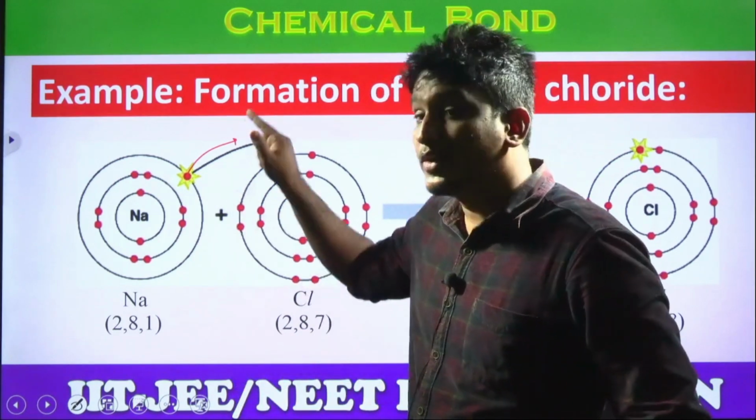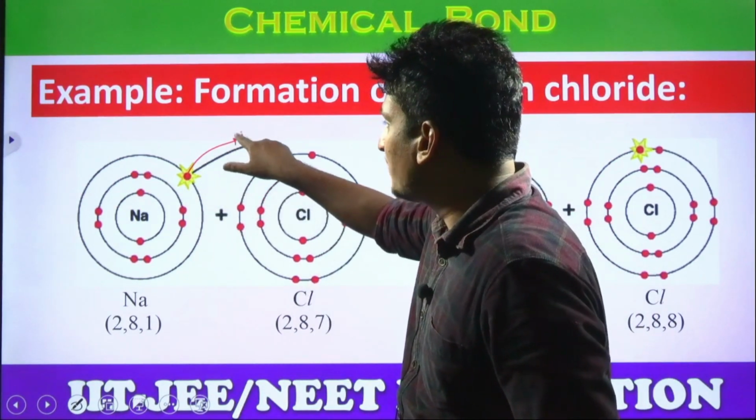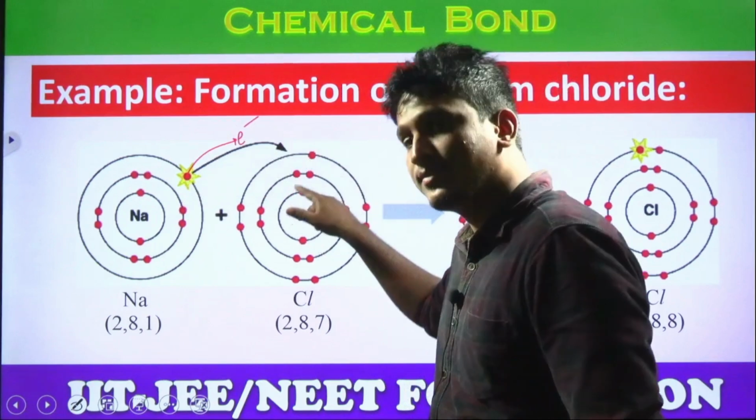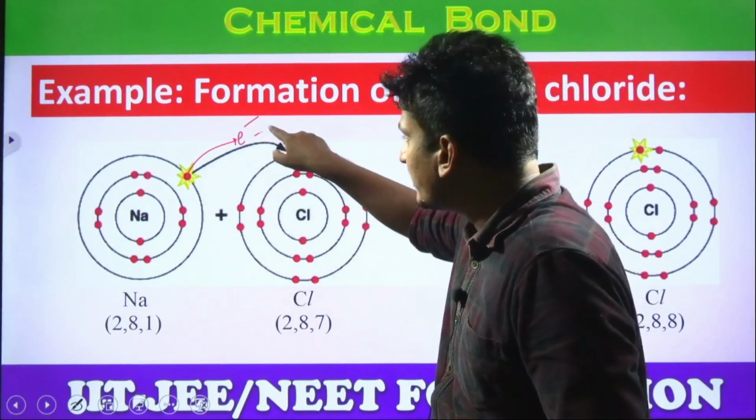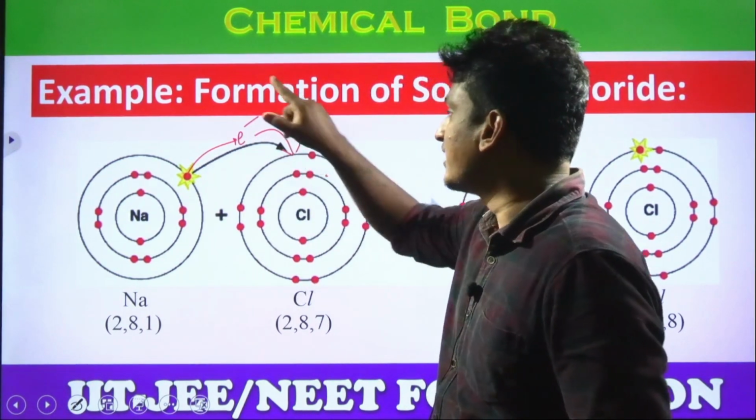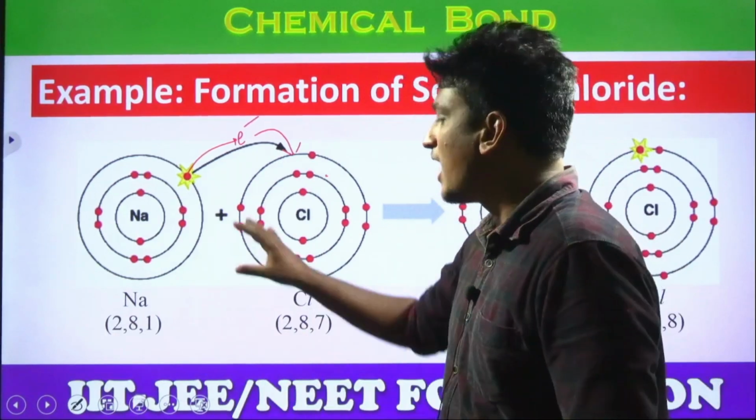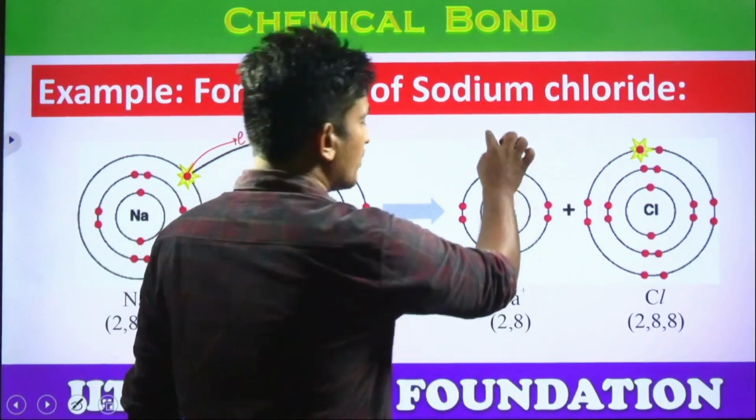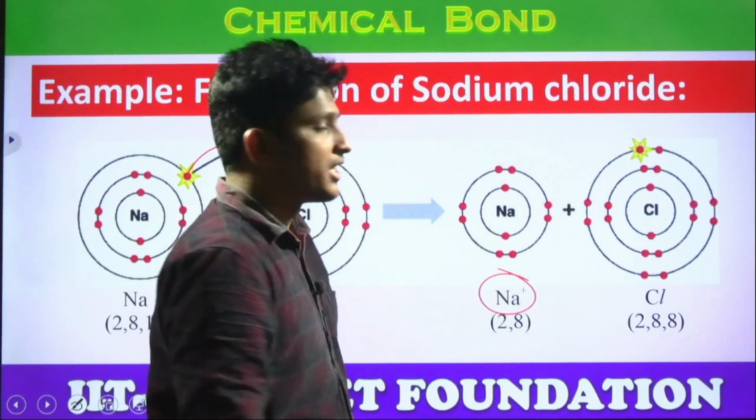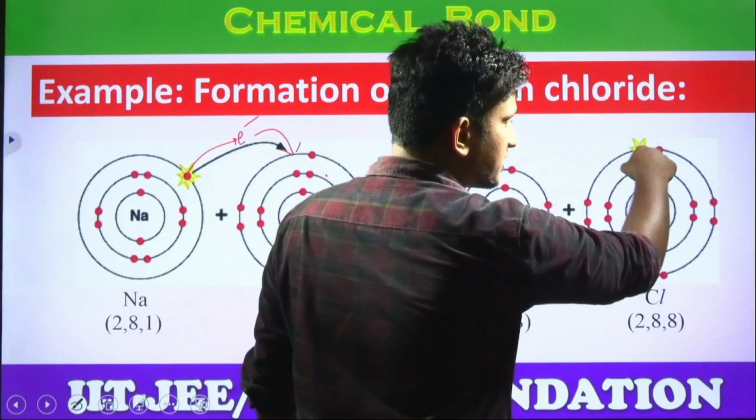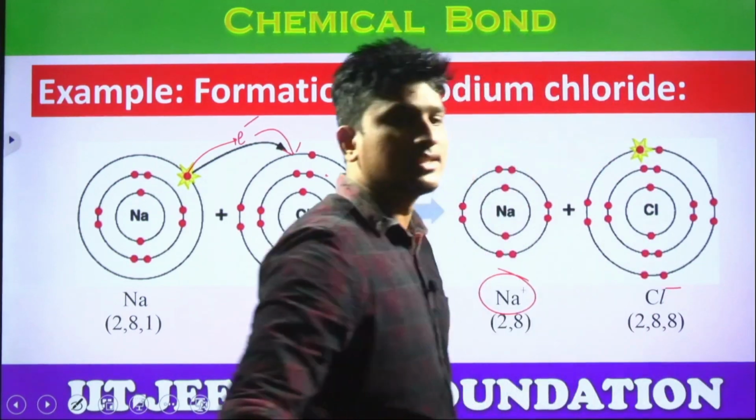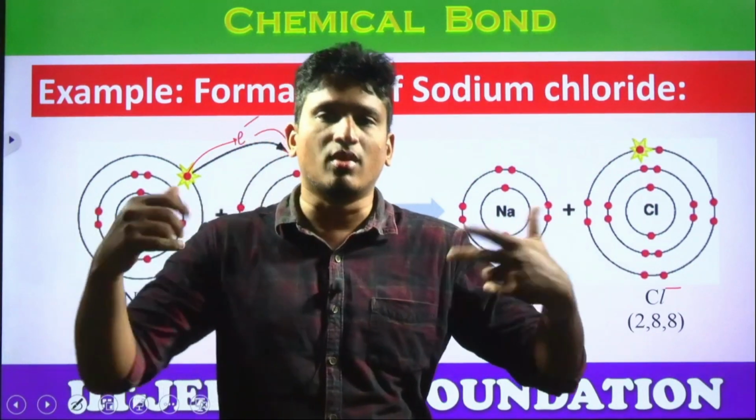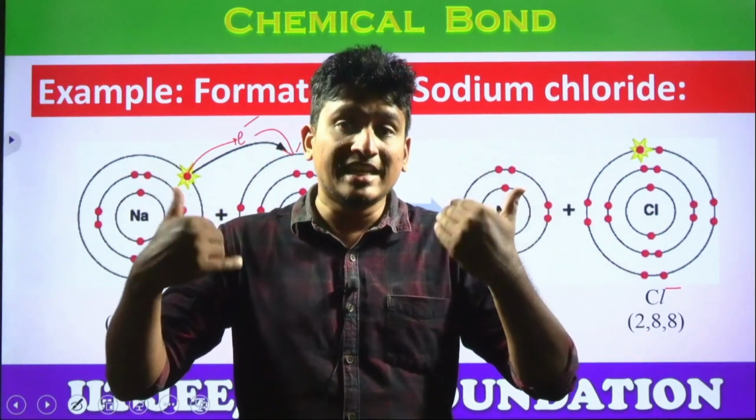Gaining 1. So the electron of sodium is completely moved out of the sodium atom and it is gained by the chlorine atom. After this formation, now the sodium becomes sodium ion, yes or no? Na plus ion, and chlorine becomes chloride ion, Cl minus ion. Why? Because sodium lost an electron, chlorine gains an electron.